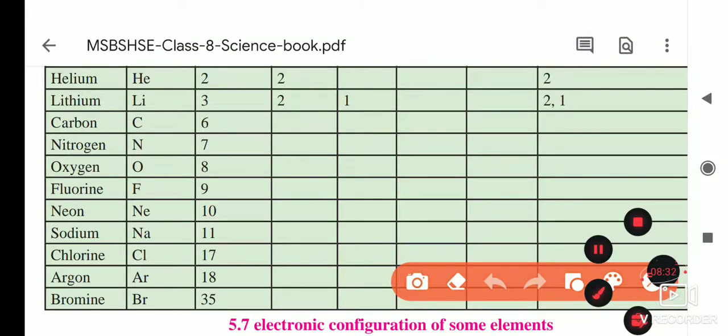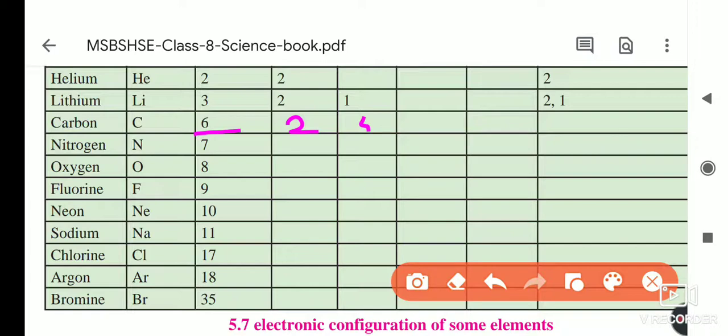So see here, the carbon atomic number is 6, and according to the capacity of the orbits, in the first orbit 2 electrons will go. So the K shell will get 2 electrons, and the remaining 4 will enter the next shell, that is the L shell. So here we have to write 2 4. 2 4 is carbon's electronic configuration.